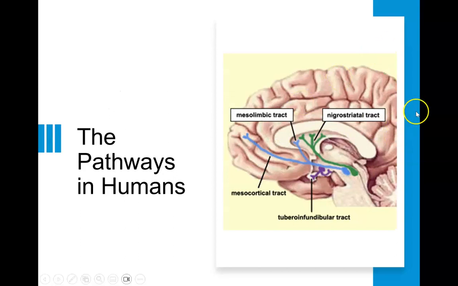And here's what they look like in humans. So here we have our nigrostriatal tract. Here we have our mesolimbic tract, here is our mesocortical tract, and then here is our tuberoinfundibular tract.